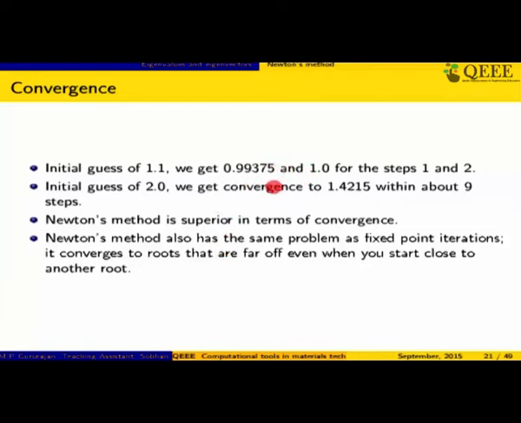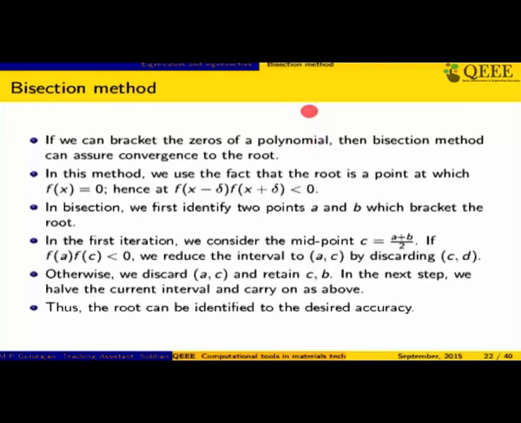So Newton's method is superior in terms of convergence, and in this case it is converging to all the 3 values, but it is also known that Newton's method has this problem of converging to a root which is far off even when you start close to another root. So what we want is a numerical method which will surely converge to the root that I am closer to. If I am closer to a root, I want to make sure that I converge to that root and to no other root. There is a method which will do this, which is known as the bisection method.